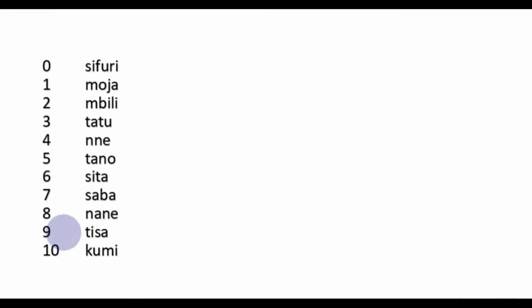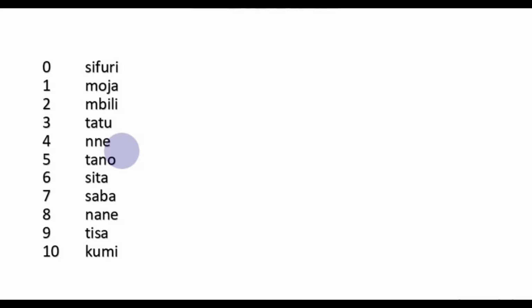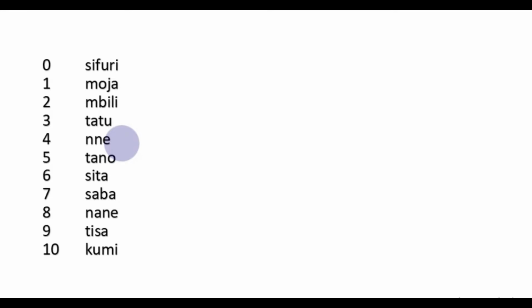So 0 to 10 is sifuri, moja, mbili, tatu, nne, tano, sita, saba, nane, tisa, kumi. And please don't confuse 6 and 9. 6 is sita and 9 is tisa, and 4 is nne, not ne.